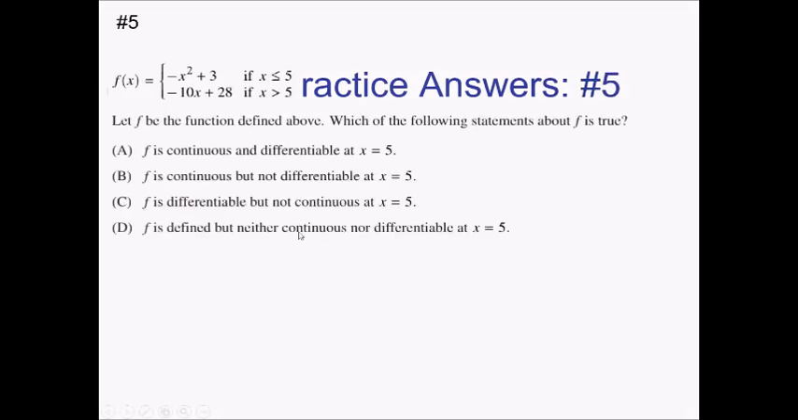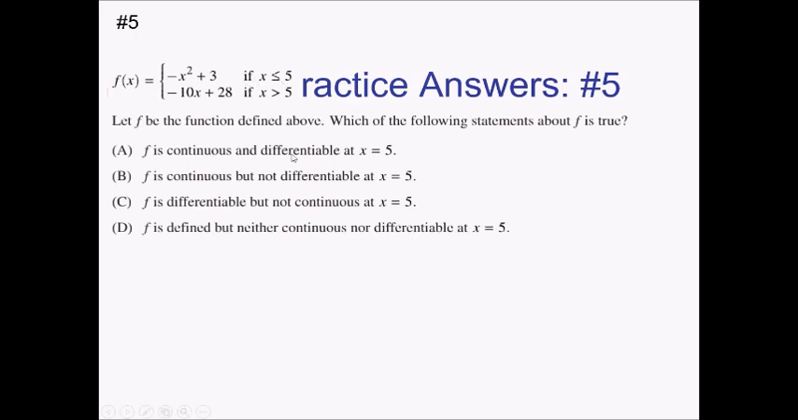For this problem, we're given this piecewise function, and we're asked which of these statements about it is true. Now, if you look at these statements, we're talking about continuity and differentiability. So basically, we're going to have to run some continuity and differentiability tests on this thing at x equals 5.